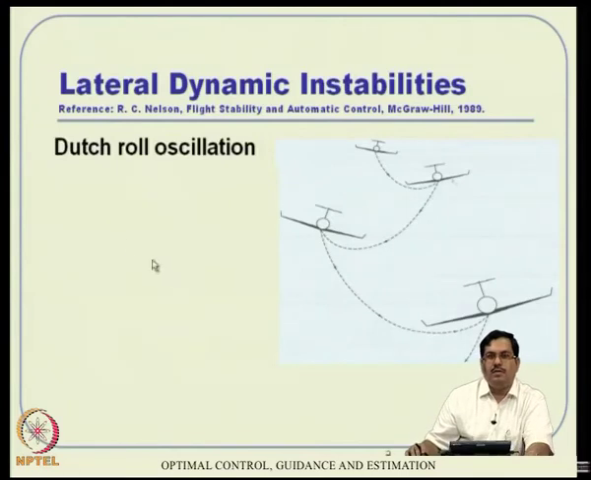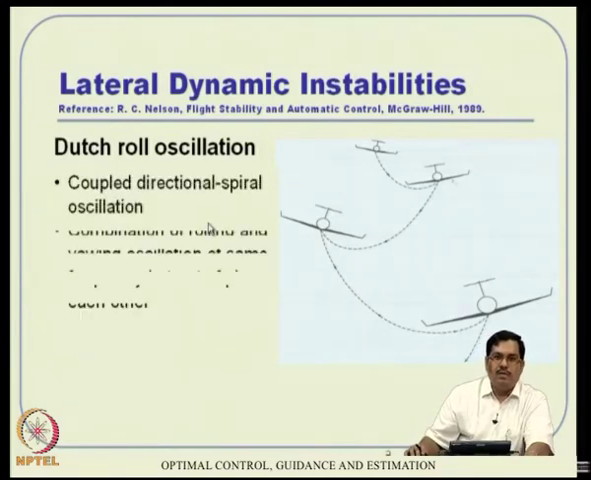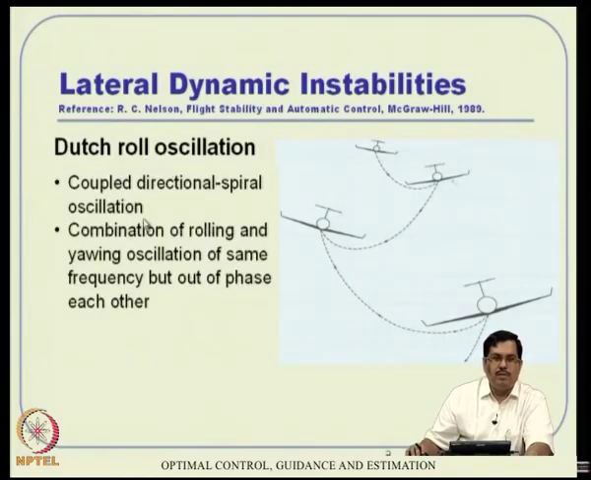This is what is called Dutch roll oscillation. Here the directional and spiral oscillations will be coupled together. It will roll, and hence beta will build up. It will go somewhere, then it will stabilize. I mean, it will start in the opposite direction, and then it will go like this, and then like that, and this keeps on. Remember, this amplitude keeps on building also. And this typical name comes from ice skating.